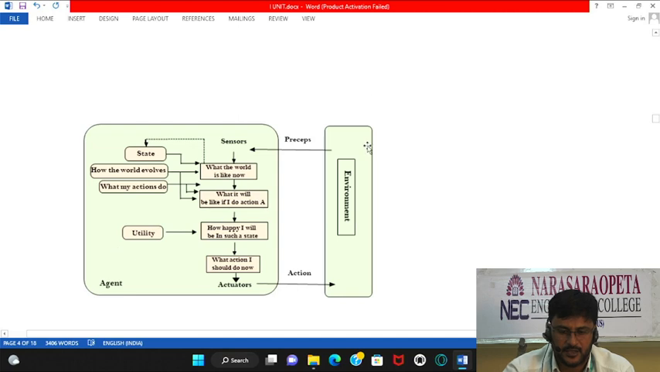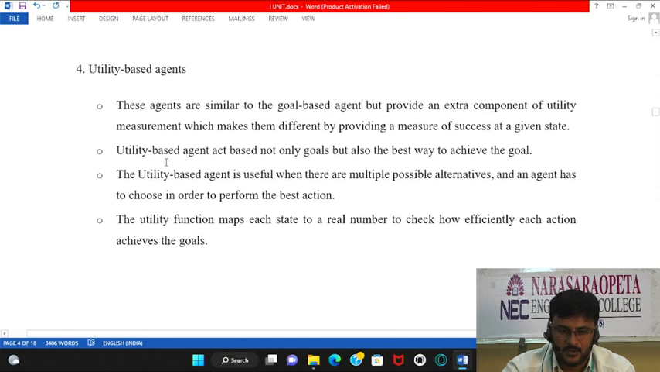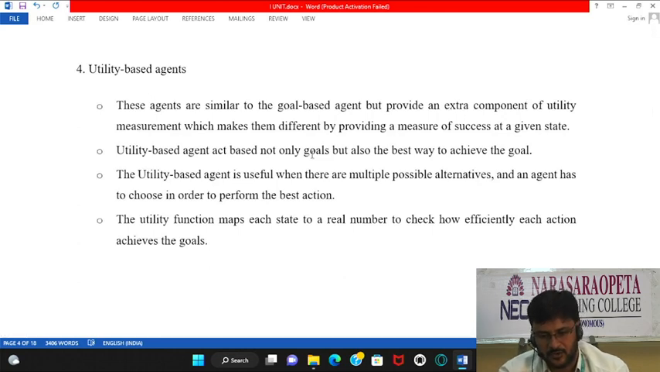A utility-based agent acts based not only on the goal but also on the best way to reach the goal. So we have to know what the goal is, but it is not only the goal. Which is the best way to choose, which is the shortest path to the destination? For example, in chess, we have to find the easiest way to win against the opposite player. That is the mission, and we have to think about easily reaching the destination.